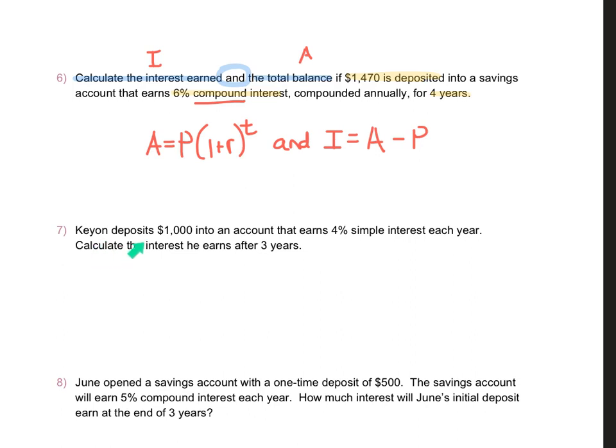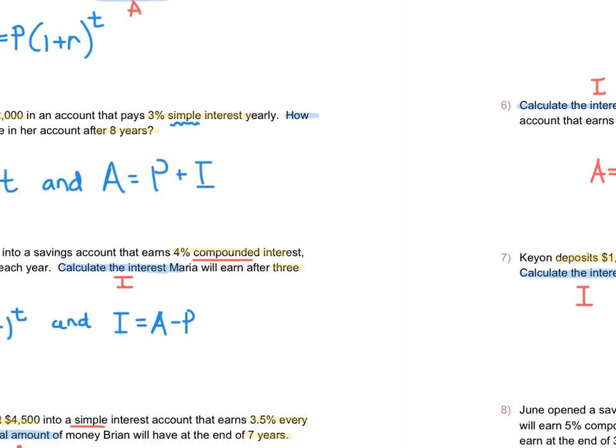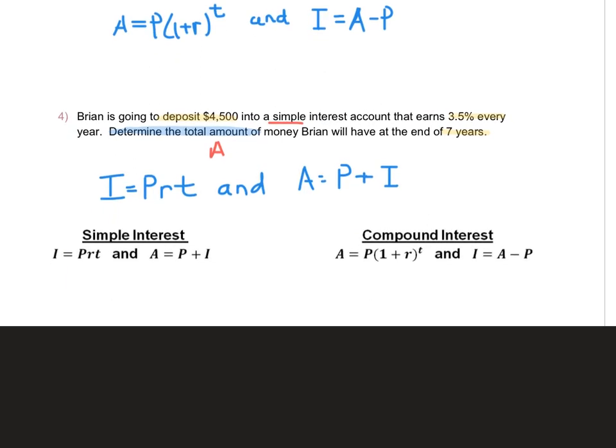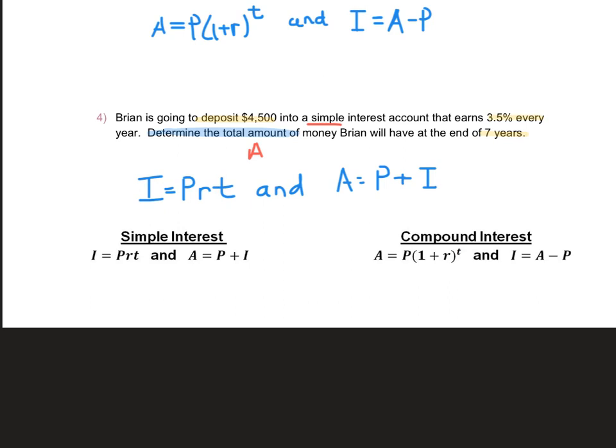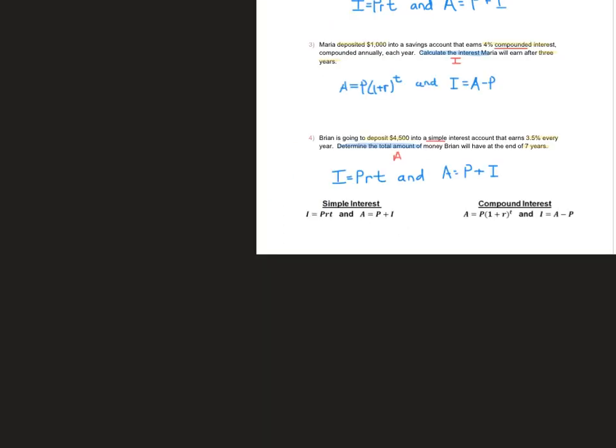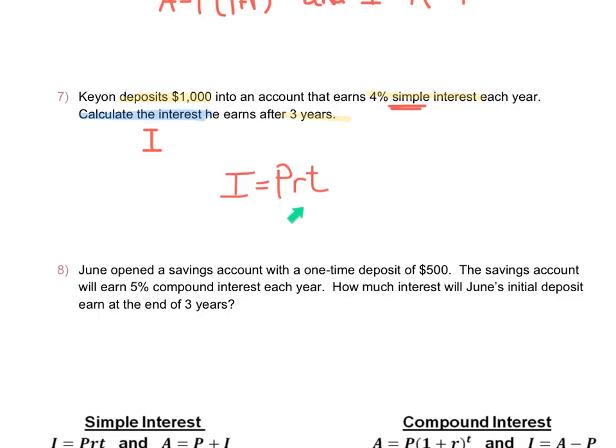Number 7, Keon deposits $1,000 into an account that earns 4% simple interest each year. Calculate the interest he earns after 3 years. Now for this one, it says calculate the interest, so we just want the I. Then it's a simple question. Now if I look at my formulas from earlier, I want the simple formulas. It only asks for the interest, so it's going to be I equals P times R times T. So that one is finished.